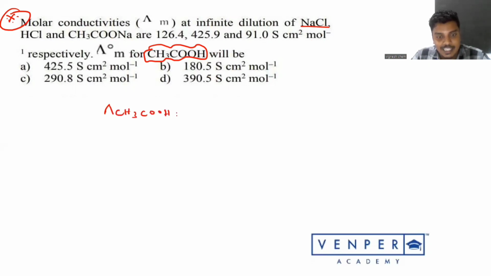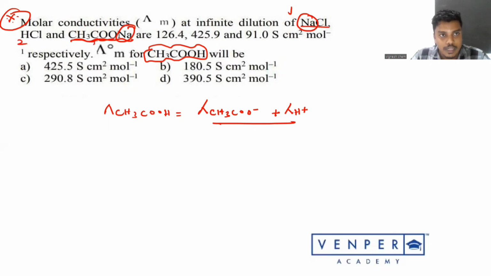How do I get acetic acid? Simple. This is sodium acetate. This is lambda CH3COO minus and lambda H plus. We need this value. Now see this one: this is CH3COO, this is Na. Therefore, I am going to subtract equations. This is 1, this is 2, this is 3. I subtract 1 from 3, and I get CH3COONa minus NaCl. Then I add HCl, and I will get the answer.